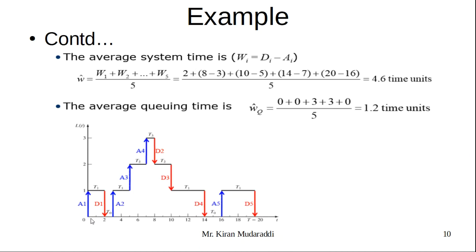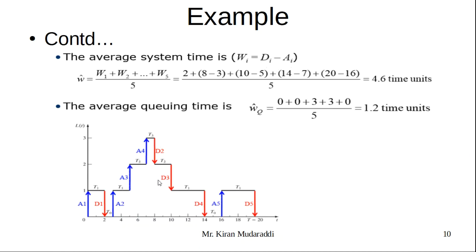W1 is nothing but 0 to 2. Arrival begins with the 0 and departure is at 2. So it is 2 plus W of I is calculated. DI stands for departure, AI stands for arrival.